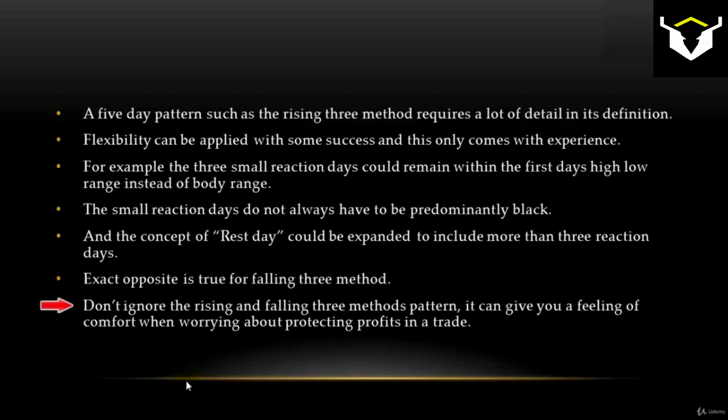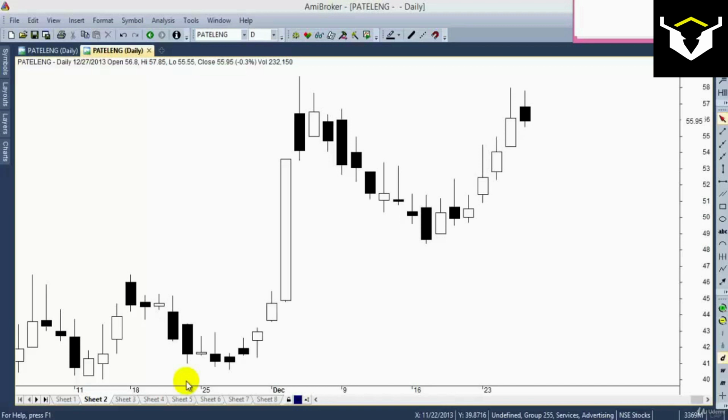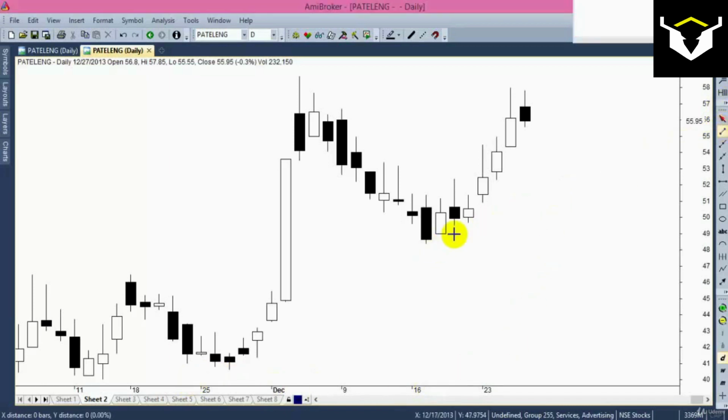Now we should not ignore the rising and falling three method patterns, as they can give a feeling of comfort when we are worrying about protecting our profits. Let's go ahead and see some examples. Following is a daily chart of Patel Engineering Industries, and you can see prices are trending higher, suggesting an uptrend.